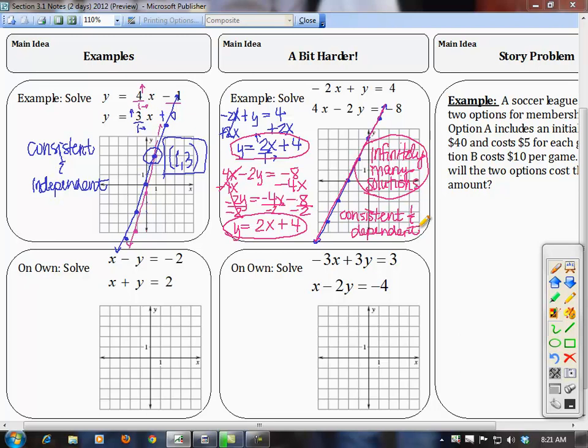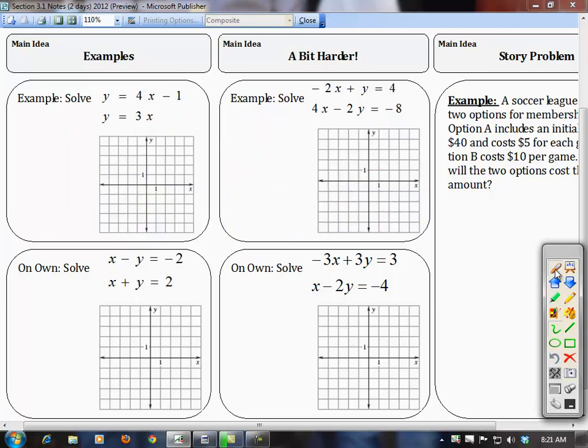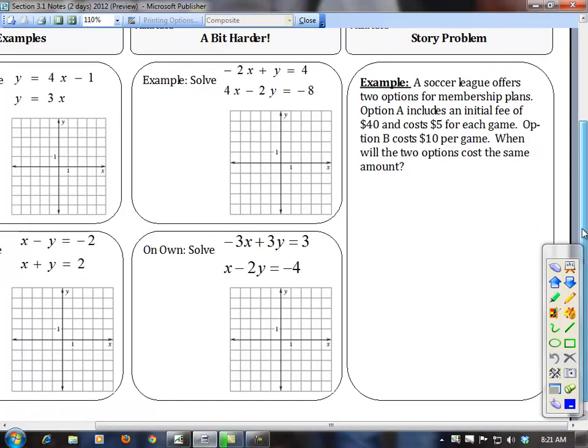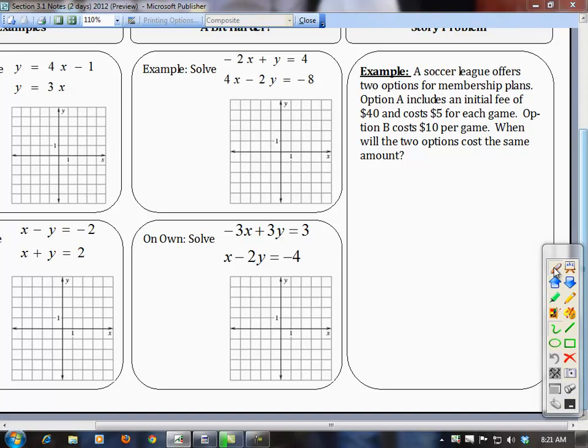We're going to look lastly at the story problem, and we're going to figure out then, graphing wise, what do we do? So I'm going to move my sheet over. All right, a soccer league offers 2 options for the membership plan. The first option includes an initial fee of $40 and a cost of $5 per game for each game. That means our variable of x is going to go there, okay?